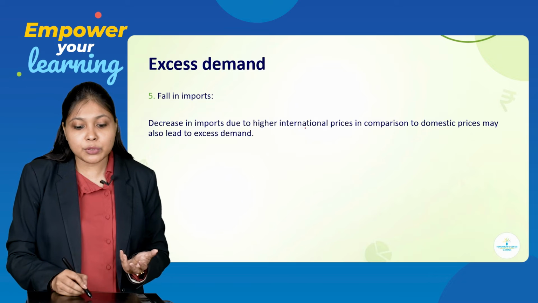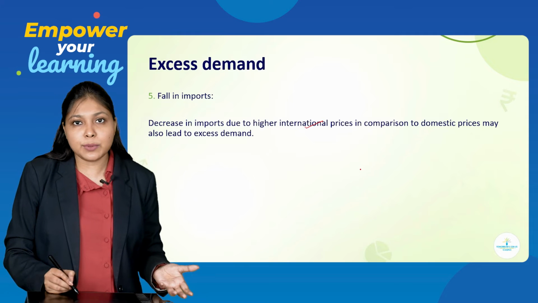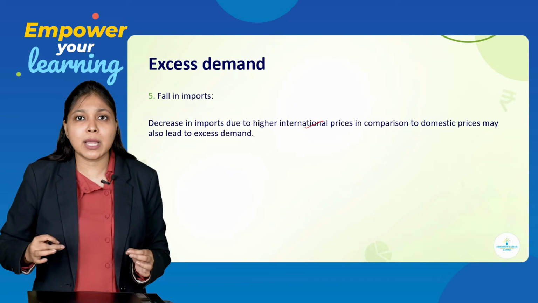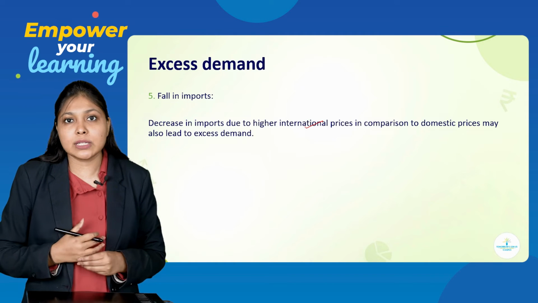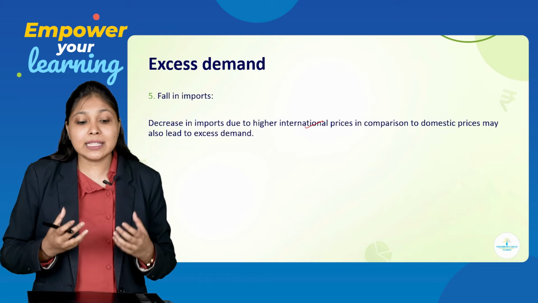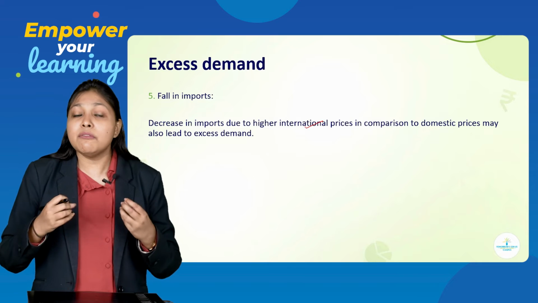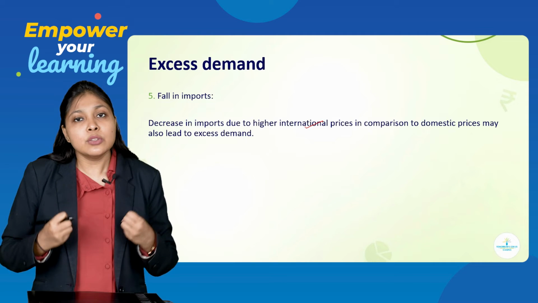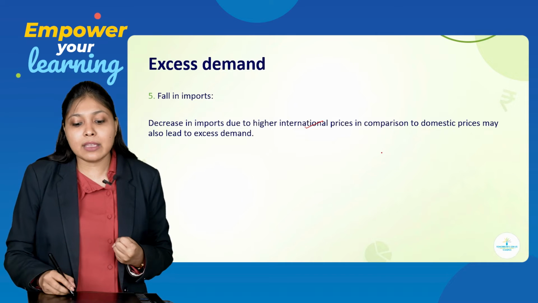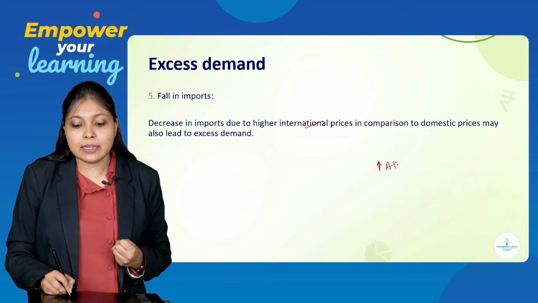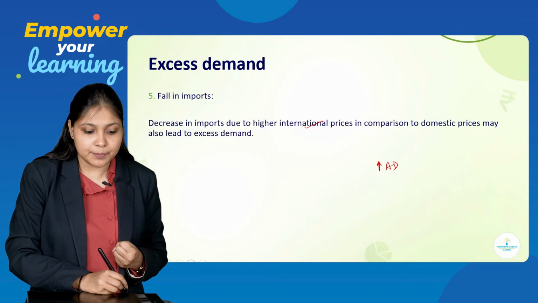So decrease in import due to higher international prices in comparison to domestic prices may also lead to excess demand. One of the reasons why we are demanding more of our domestic goods is the higher price of international commodities. There is a possibility that there might be increase in taxation, quotas and all while we import goods from foreign countries. So that is the reason we are demanding more of our domestic goods. This will again increase aggregate demand because everybody is now consuming domestic goods.